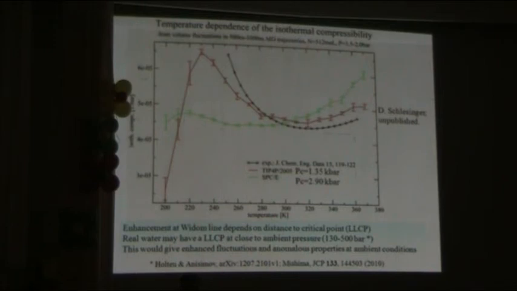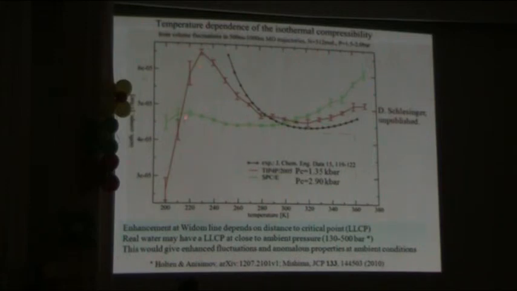But in order to experimentally say something about this, we need to go deeper in temperature. Here's a comparison now of the isothermal compressibility. Now, it has been measured for real water down to about 250 Kelvin. When we look at the simulations here, this is TIP4P/2005. We underestimate the fluctuations. Here we hit the Widom line at 230 Kelvin.